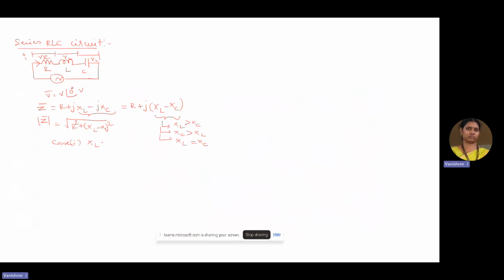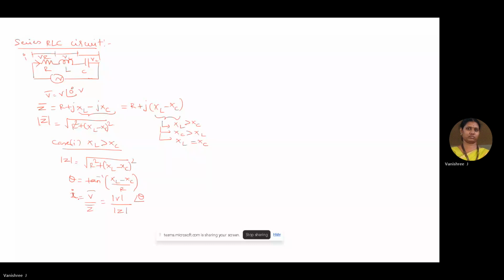In case 1, let us take XL greater than XC. In this case, the modulus of Z is given by root of R square plus XL minus XC the whole square, and theta is given by tan inverse of XL minus XC divided by R. Once we determine this, I can be given by V divided by Z, which is modulus of V divided by modulus of Z with an angle theta.